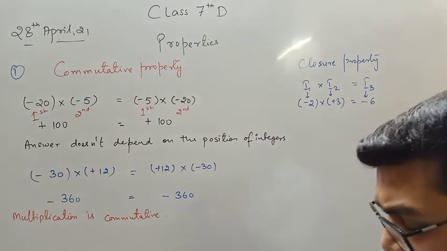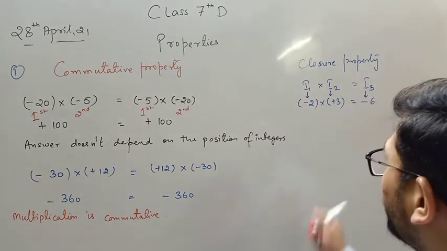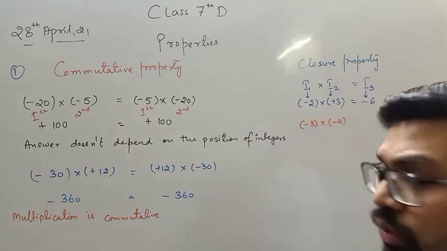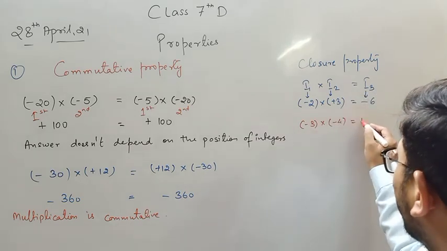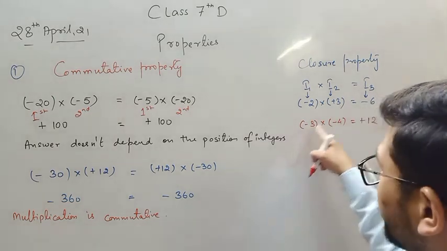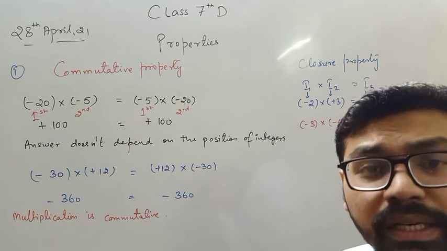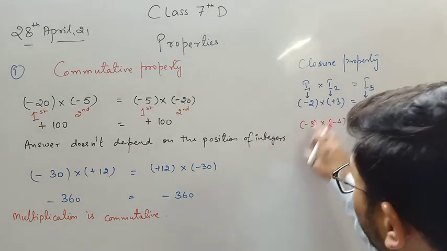Let's take another example where I'll have both negative integers. Let's say this is minus 3 and I multiply it with minus 4, both negative integers. So minus times minus is plus, 3 fours are 12. This is an integer, this is an integer, and plus 12 is again an integer. It doesn't depend whether it's a positive or negative integer. Okay, so this is closure property.